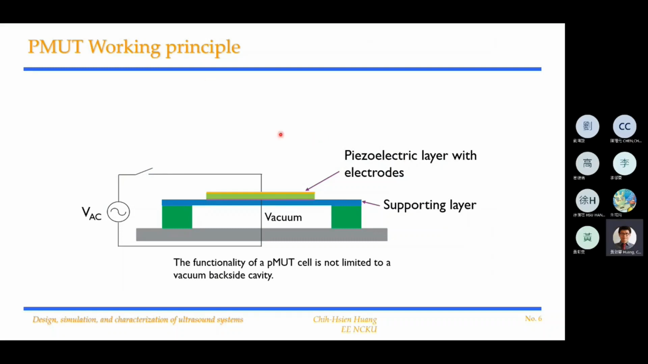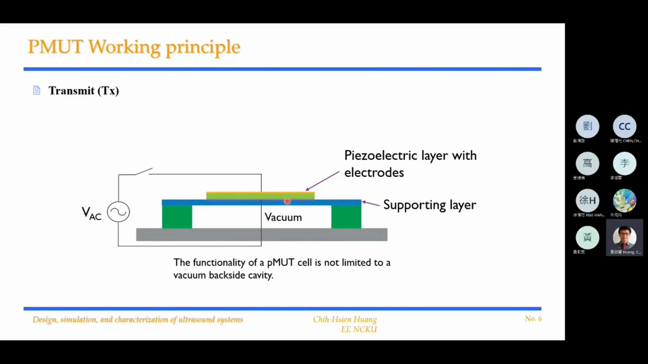So next is the working principle of a PMUT. Here we start with the transmit. Here it just shows you what the PMUT looks like. Usually we'll have a cavity here, and on top of it we have a supporting layer. Then we'll put a piezoelectric layer along with two electrodes to drive or receive the voltages.